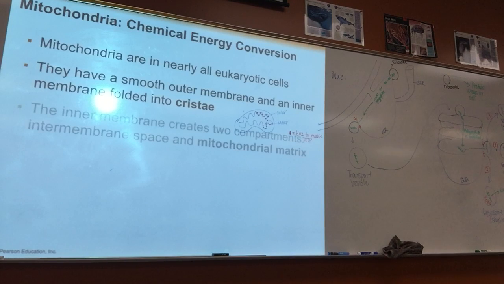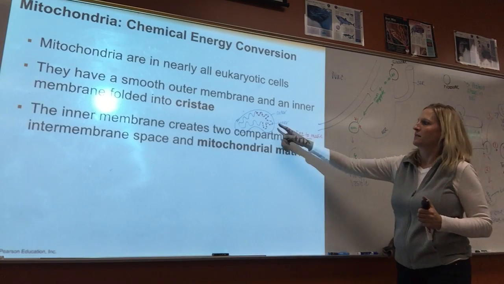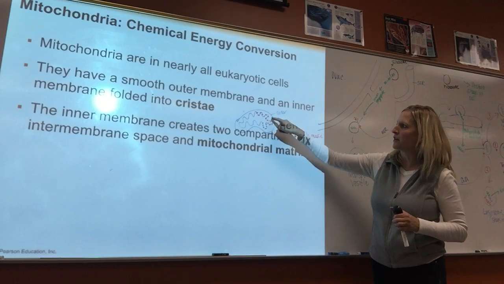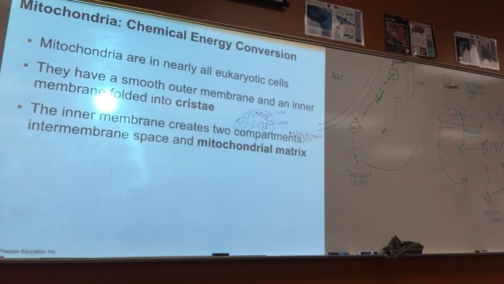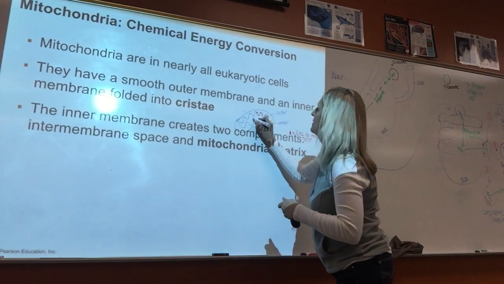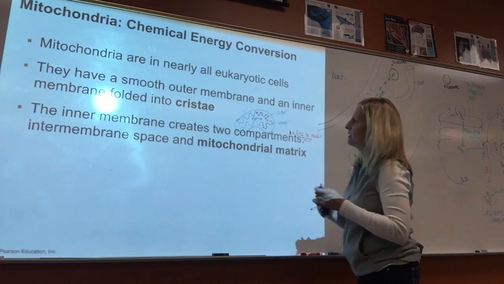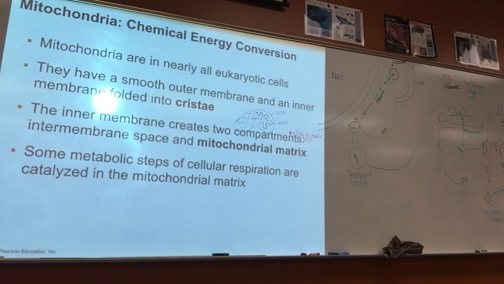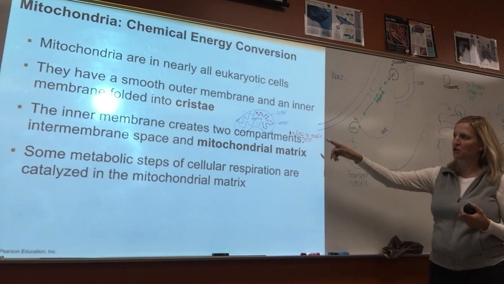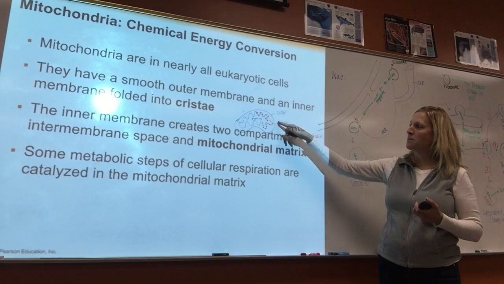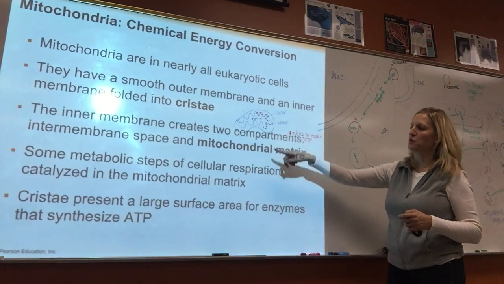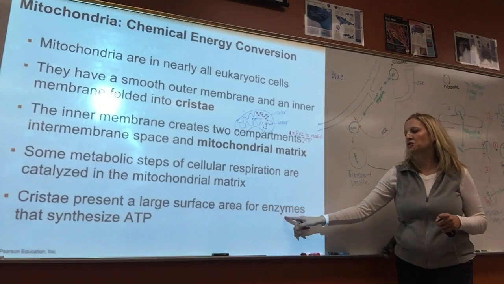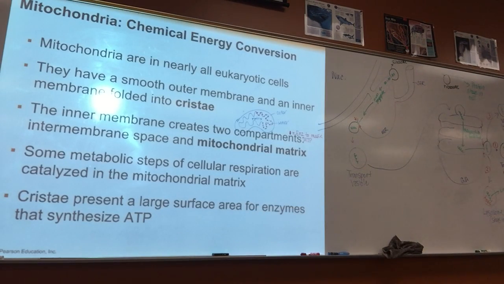All right. So the inner membrane creates two compartments. So we have a compartment in between the membranes called the intermembrane space, and then we have the mitochondrial matrix. So inside here is the matrix, right here. And so a lot of the steps for cellular respiration occur in the matrix, but the actual making of the ATP is with those enzymes in the cristae or in the folds. So the cristae, the folds, present a large surface area for enzymes that synthesize ATP. So that's what I try to draw there.